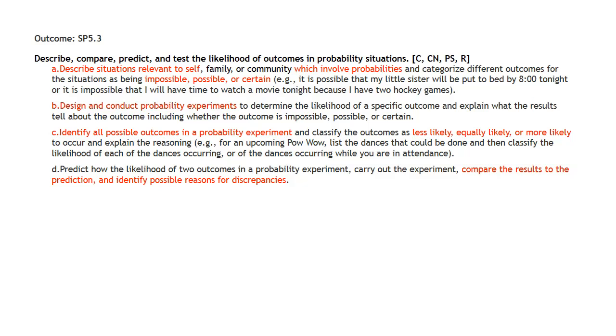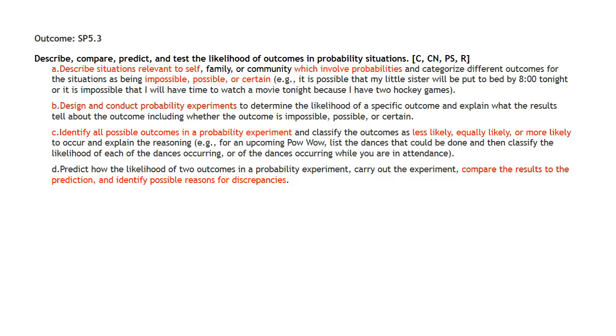Hi there, this is SP 5.3 and it has to do with probability. So describe, compare, predict, and test the likelihood of outcomes in probability situations. Our first indicator says, of course, describe situations relevant to self. We almost always have that indicator, something that's important to ourselves. So describe situations relevant to you that involve probability.